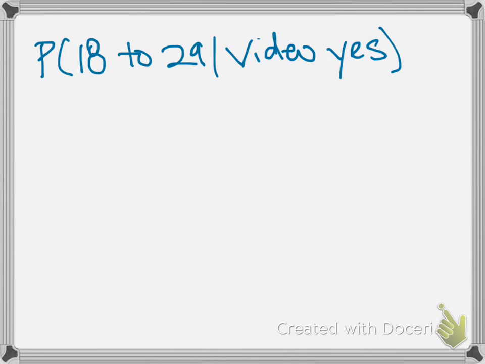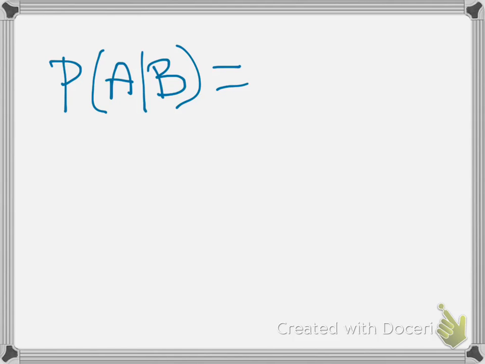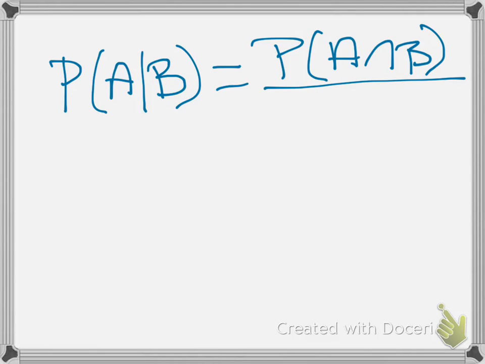And remember, I'll write that up here on the next slide, just to refresh your memory. That said that the probability of event A, given that event B has occurred, is equal to the probability that A and B occur, so the intersection of events A and B, divided by the probability of event B.